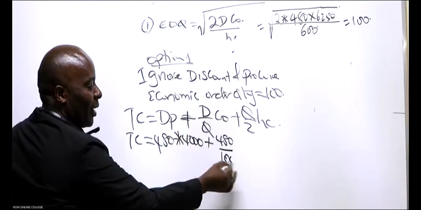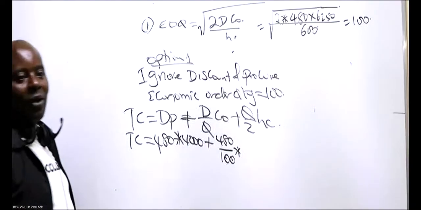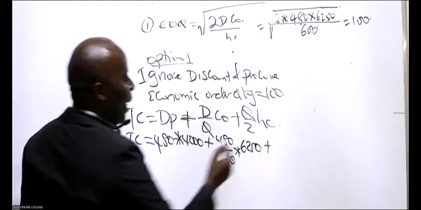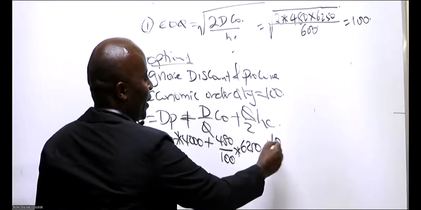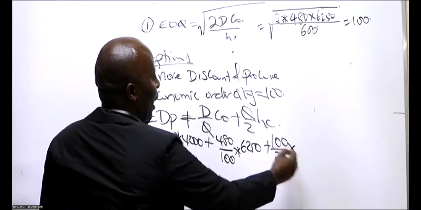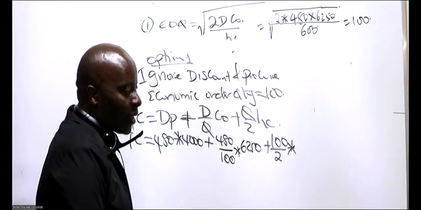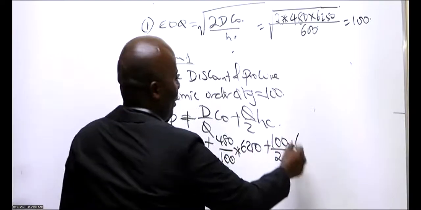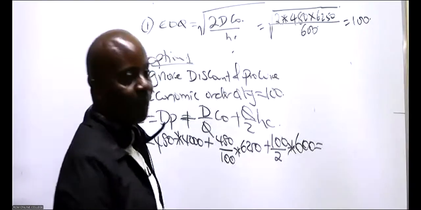How about cost per order? Cost per order is 62.50 plus, ladies and gentlemen, Q. Q again is 100, isn't it? Over 2 times holding cost per unit. We had to compute it. Was it 60 or 600? 600. We had to compute this. So could you be very, very good to me and give me this answer?